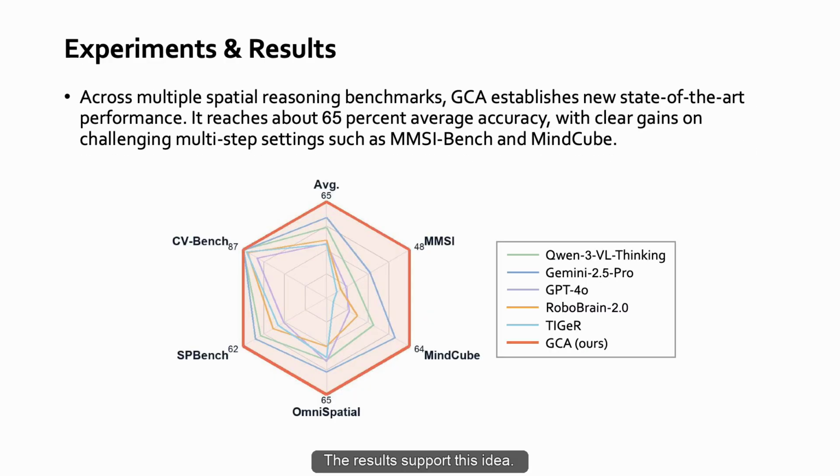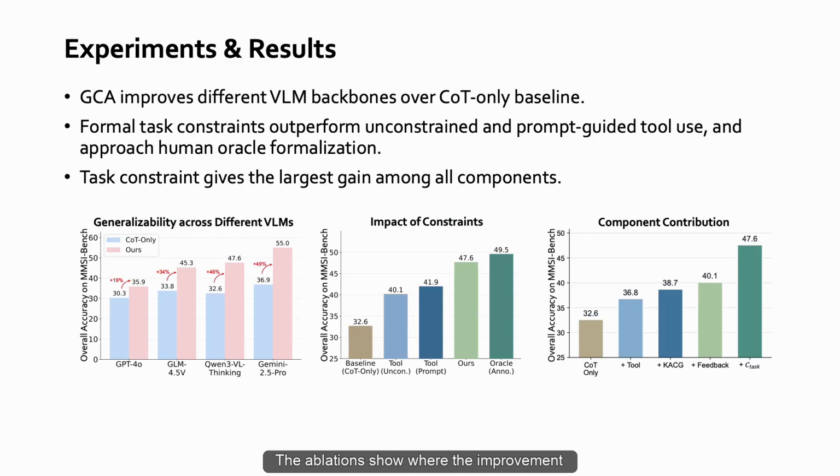The results support this idea. Across multiple spatial reasoning benchmarks, GCA establishes new state-of-the-art performance. It reaches about 65% average accuracy, with clear gains on challenging multi-step settings such as MMSI Bench and MindCube. The ablations show where the improvement comes from. GCA improves different VLM backbones over chain-of-thought-only reasoning. Formal task constraints outperform unconstrained and prompt-guided tool use, and approach human oracle formalization. Tool integration, knowledge-augmented code generation, and visual feedback help steadily, but the task constraint gives the largest gain.